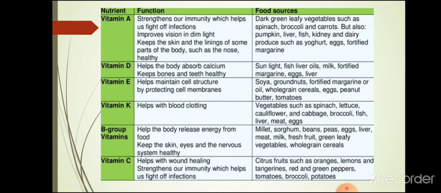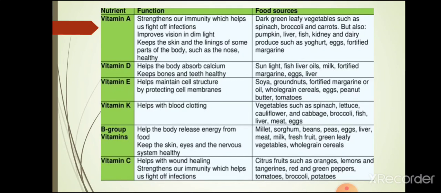Then vitamin K helps with blood clotting, and the food sources from which we get vitamin K are vegetables such as spinach, cauliflower, cabbage, broccoli, then meat and fish. From these food items we get vitamin K.